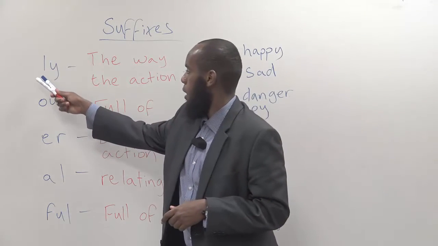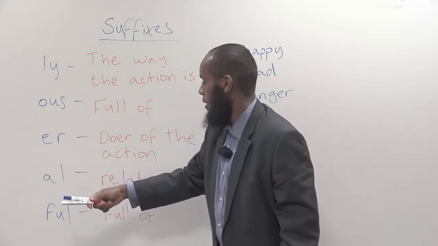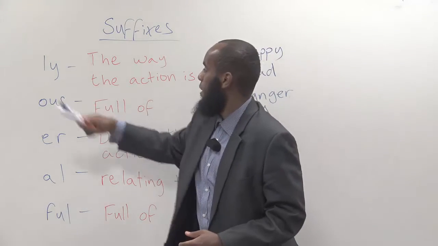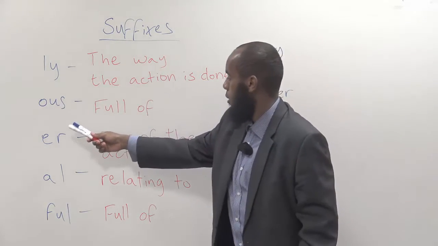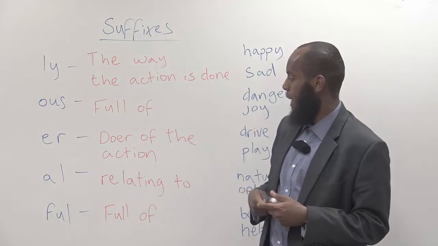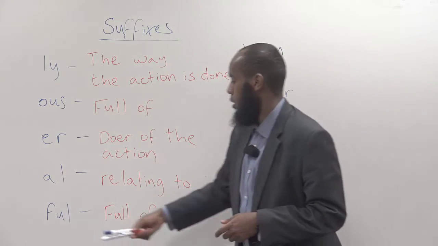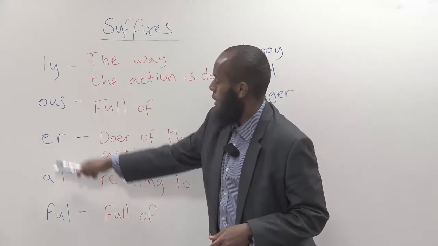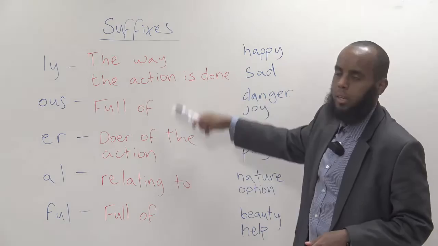We have ly, ous, er, al, and ful. So ly means the way the action is done. Ous, full of. Er, the doer of the action. Al, relating to. And ful, full of. So we will put these suffixes at the end of these words here to give them these meanings.